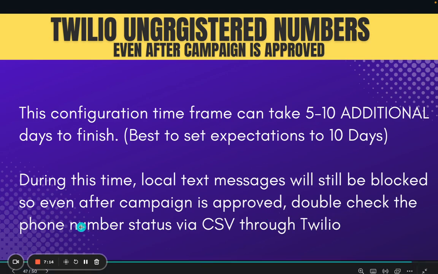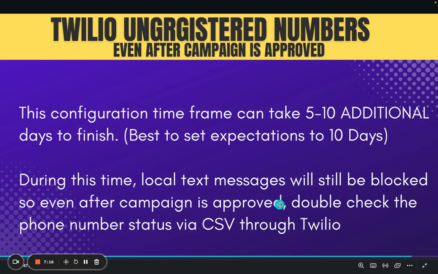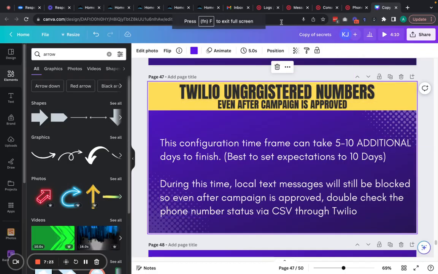So you want to double check. And if you're like, hey, I don't know what the exact status is, always double check the phone number status via the CSV file through Twilio. Okay. And so this is how you do that.